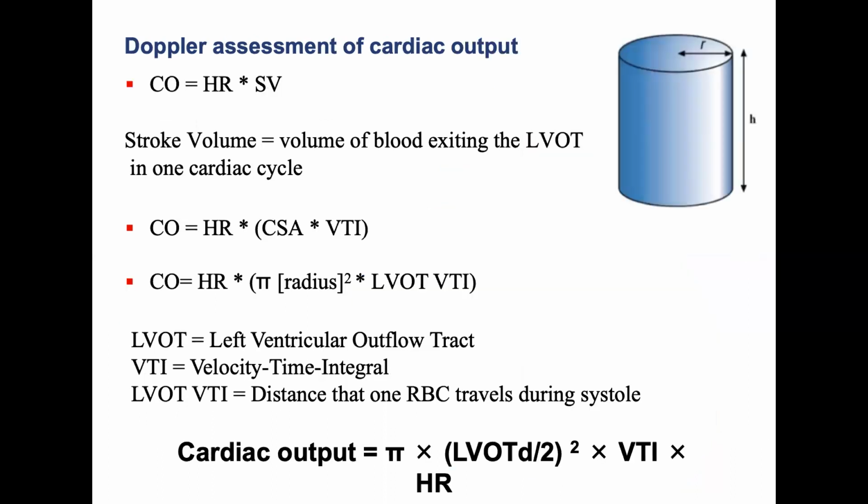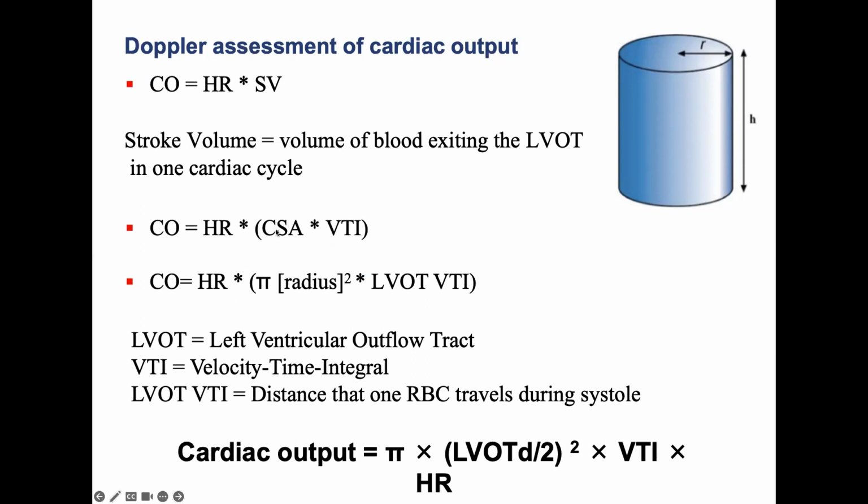So again, just to review, and the ultrasound will do most of this, but just so you know where this is all coming from. Cardiac output is heart rate times stroke volume. And our stroke volume is essentially going to be this cylinder that you see here in the upper right-hand corner. And it's going to be that volume of blood exiting the LVOT in one cardiac cycle. So if that's one cardiac cycle, remember you'd multiply that by your heart rate to get your full cardiac output.